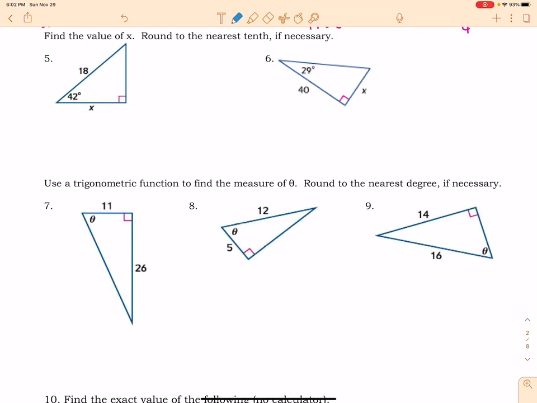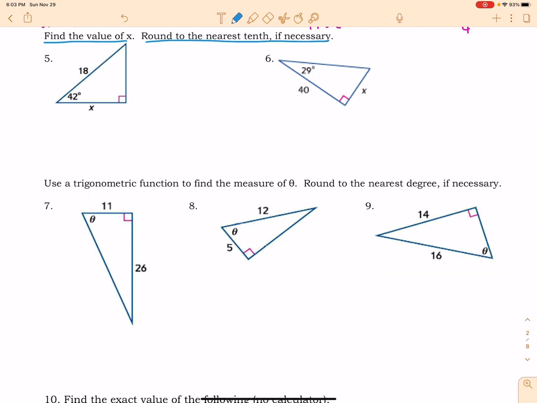All right, pre-cal. We are now moving on to the next kind of right triangle problem. So now, rather than finding all of our trig ratios, we've got to pick the best one to find what we're being asked to find. Okay, so this can get a little tricky. So just stay with me here. All right, so find the value of x, round to the nearest tenth if necessary.